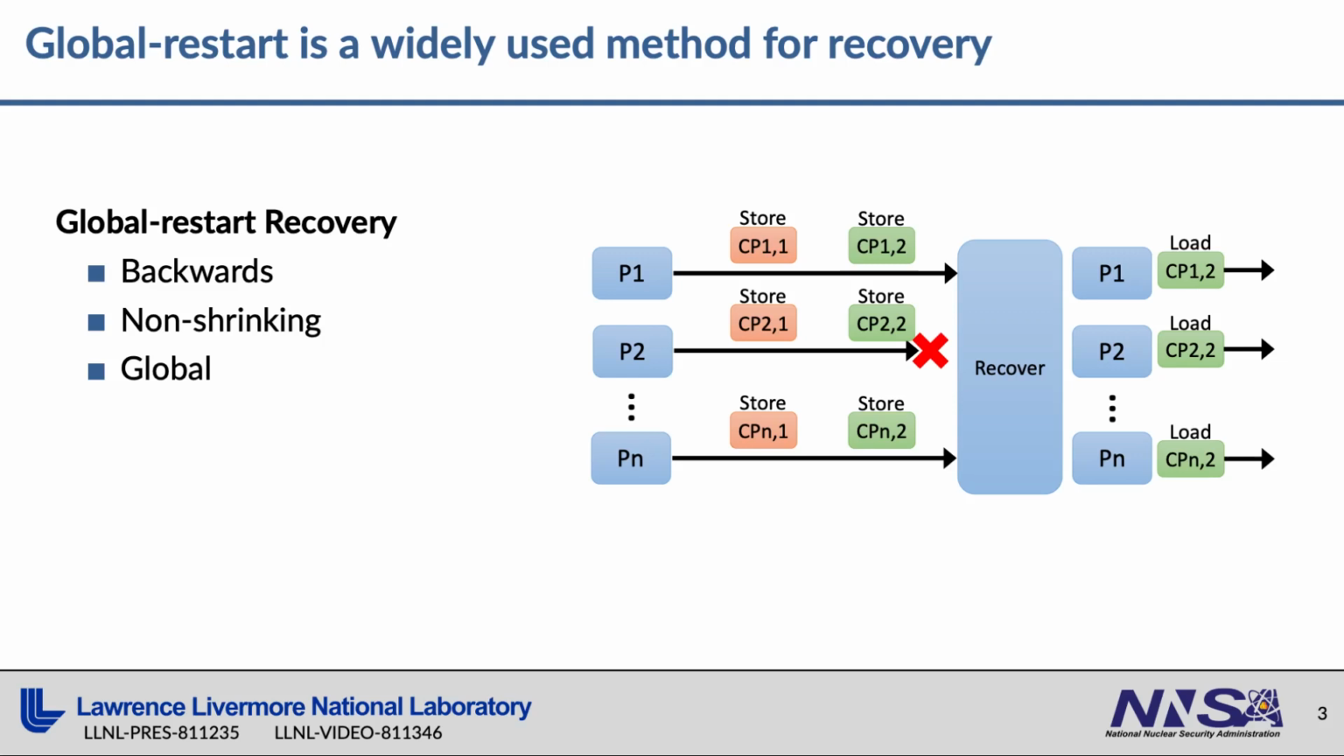Global restart recovery has three attributes. It is backwards recovery, meaning that computation moves back in time to a consistent checkpoint to resume. It is non-shrinking, because the same number of MPI processes after a failure are going to resume execution as the number of MPI processes before the failure. And it is global, because all MPI processes, failed and non-failed ones, participate in recovery.